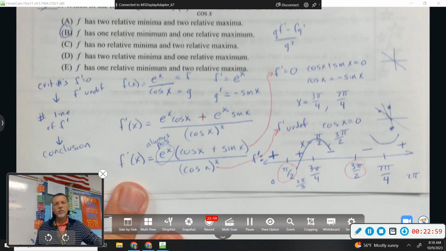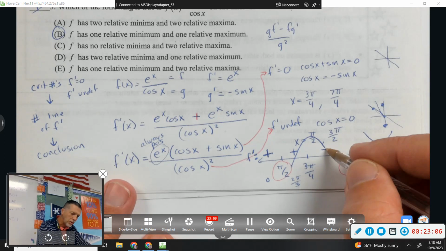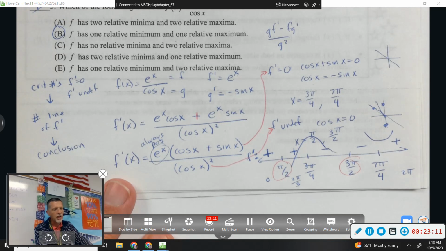Part B, answer B. Because negative, negative, that just means it kept going down. Positive, positive, it kept going up. I was looking for changes in signs.